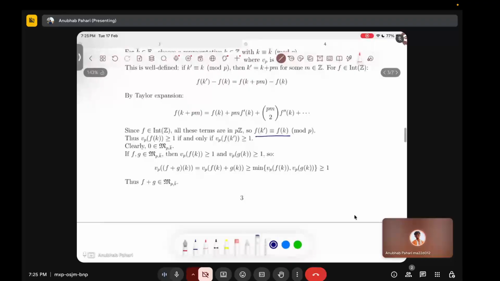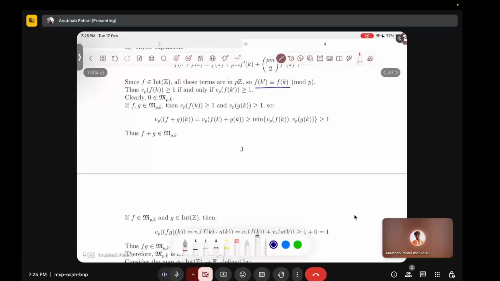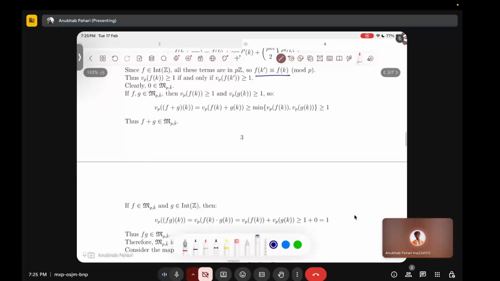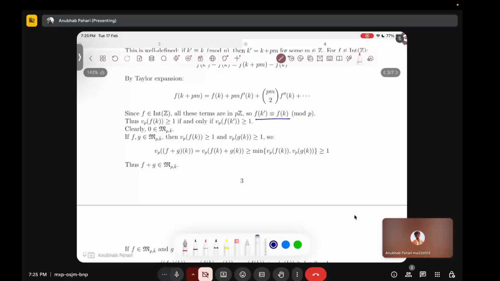Now clearly 0 belongs to this set M_{p,k bar}. Now we have to show that it is a maximal ideal. So if f and g belong to M_{p,k bar}, then v_p of f(k) is greater than or equal to 1, and v_p of g(k) is greater than or equal to 1. So v_p of (f plus g)(k) is at least the minimum of v_p of f(k) and v_p of g(k), which is greater than or equal to 1. Therefore it is closed under addition.